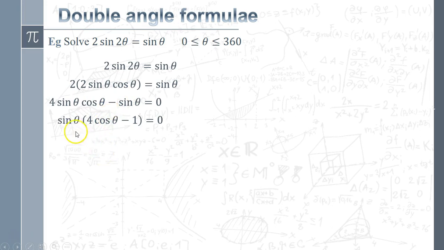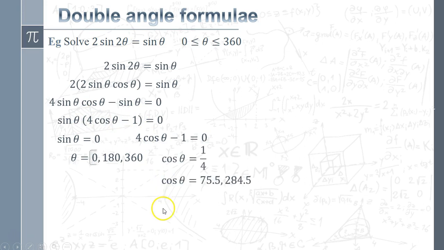So, just to finish off, we've got sine theta equals 0, or 4 cos theta minus 1 equals 0. So from this one here, we've got sine theta equals 0. Gives us theta equals 0, 180, 360. And from here, we've got 4 cos theta minus 1 equals 0, cos theta equals a quarter, and then we've got our 2 possible values there. So that equation actually gives us 5 solutions.